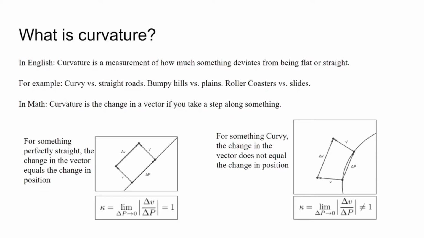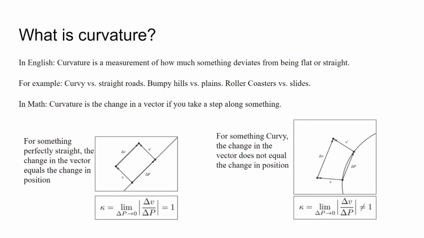We're going to start off with the basic math section to define curvature and what it means. Just as a review from Calculus 3, curvature is just a measure of how much something deviates from being flat or straight. I don't think we really need to go through examples that much. But in math, which I'm going to spend a little more time on, curvature is defined as the change in a vector if you take a step along something. For something perfectly straight, the change in the vector, I use the normal vector here, has a ratio of 1 to the change in position. Basically, if you take a step, the vector doesn't change.